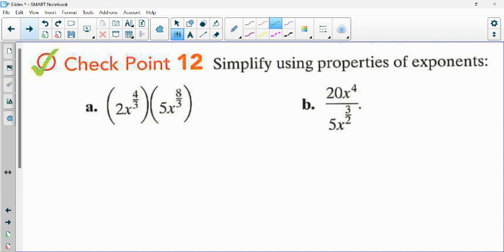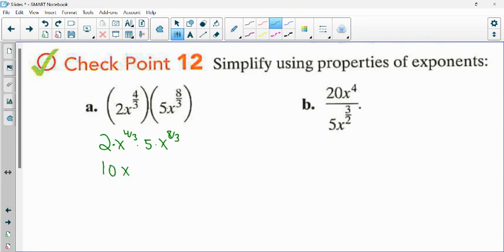All right, so go ahead and write those two problems down. All right, so remember, this is really 2 times x to the 4/3 times 5 times x to the 8/3. You don't really need that parentheses. So I'm multiplying the coefficients together. 2 times 5 is 10.